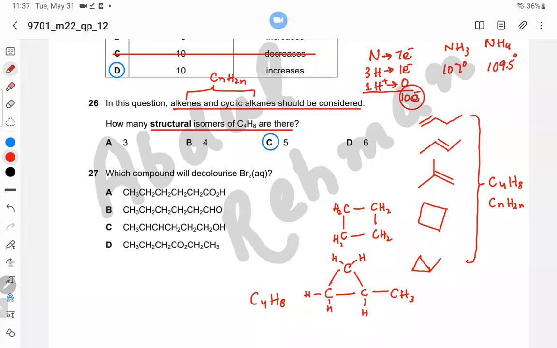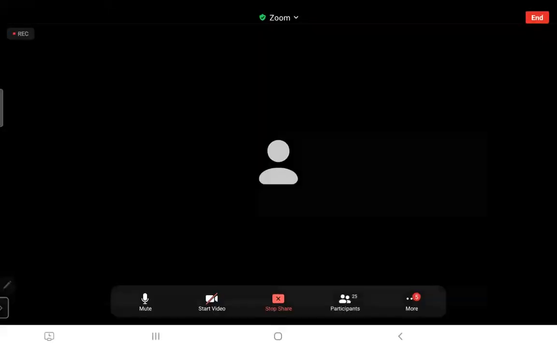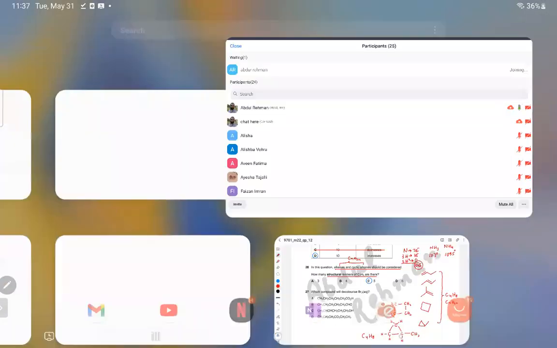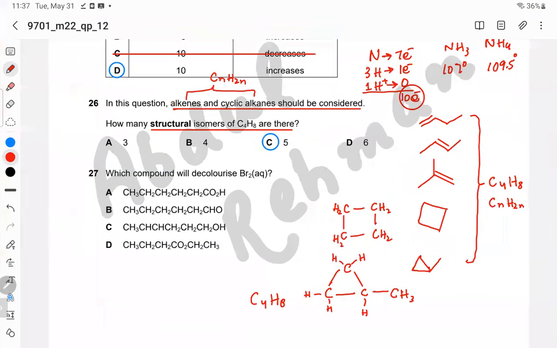The last one is methyl cyclopropane. Okay, now, which compound will decolorize bromine? If you recall, bromine is decolorized only by a compound having a carbon-carbon double bond. There is no double bond over here because in the middle carbons, there are 2 hydrogens attached. There is no double bond over here. So A and B go wrong.